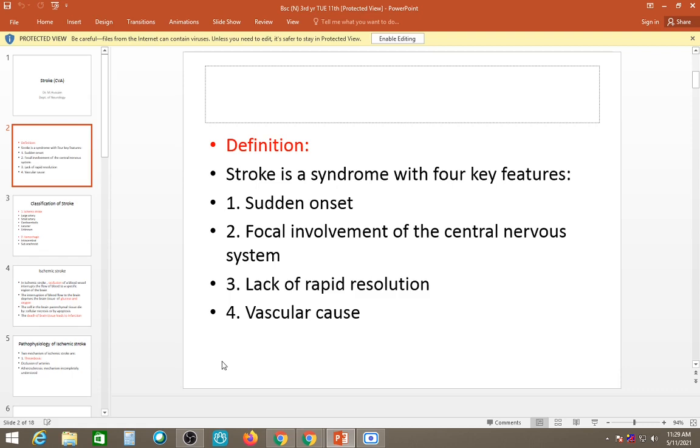So a person comes with hemiplegia, we have to ask, when did it happen? If it happens suddenly, okay. Then focal involvement of the brain, we have to see in the CT scan. Then lack of rapid resolution, it will continue, and we have to see the cause whether it is vascular or not. If these are there, then it is a stroke. So sudden onset of focal involvement of the brain, which has lack of rapid resolution continuing for lifetime or long duration, and vascular cause is there, then we call it a stroke. Vascular cause, we have to see from the CT scan.